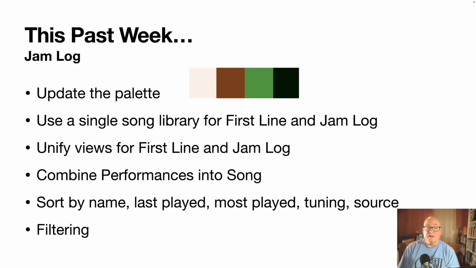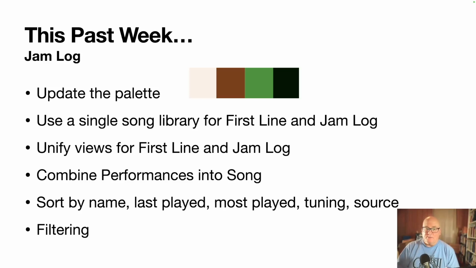Another thing we did was we converted it so that we use a single song library. Originally, I thought first line view was going to be a read-only database of a standard set of songs that gave the first line of music for that song, and that the jam log would be something you tailored with songs that you were learning in particular, and I realized, yeah, it should just be one view. So we combined those. We had separate views for the first lines and the jam log, and we've unified that into one parent view.